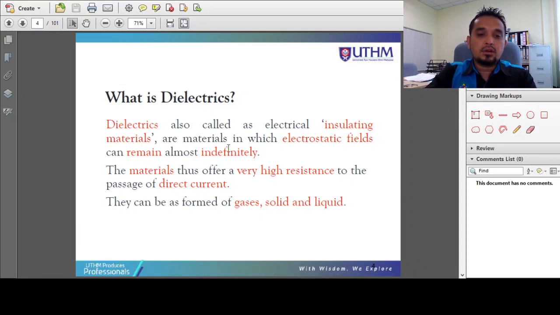Obviously, when we are dealing with materials, we are talking about three general states: gas, solid and liquid. The selection of dielectric material, gas, solid or liquid, depends purely on the application in high voltage engineering.